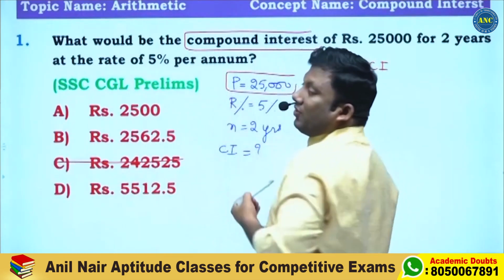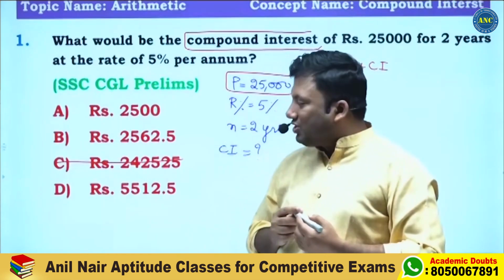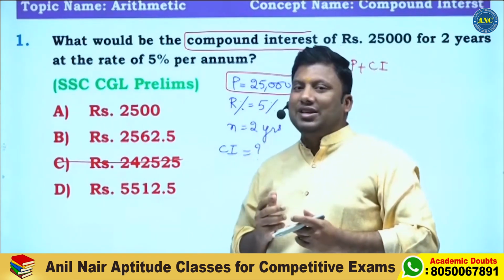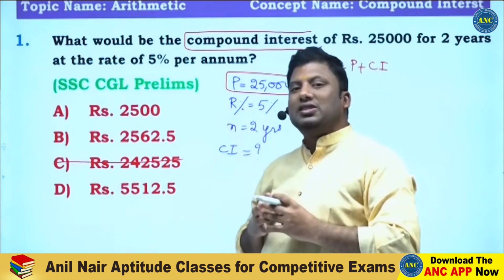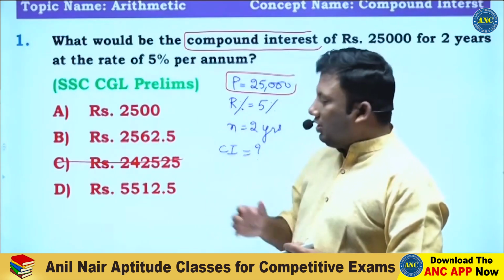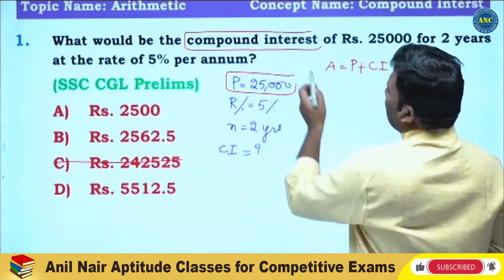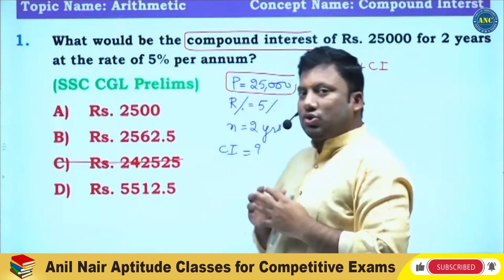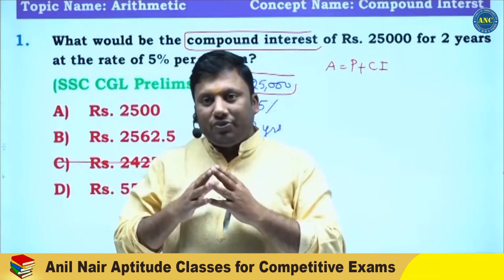First pure observation, rate is very, very small, so this value will not come. Principal itself is 25,000. Compound interest option is 2,42,525. When rate is 5%, it is not even possible. On 100 rupees I am giving 5 extra. How can it get into thousands and lakhs? That is one point. And the next key point is it is a compound interest. So in a compound interest, in addition to the sum I took, I give something extra.